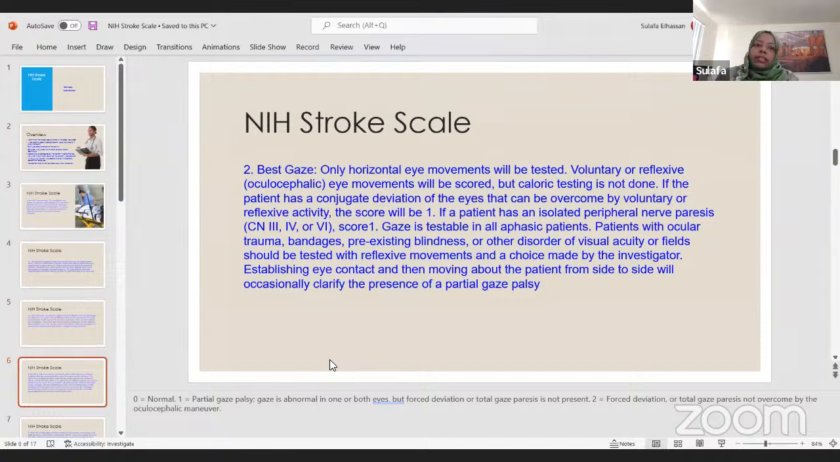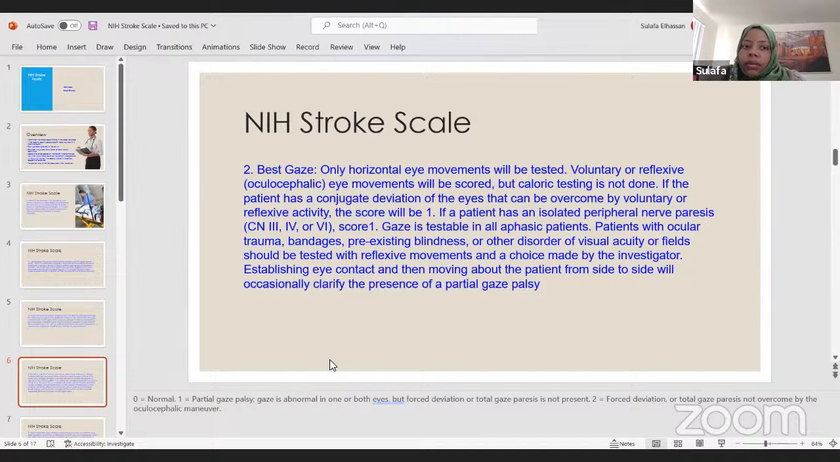Then we will come to the second part of the evaluation, which is the best gaze. Only the horizontal eye movement will be tested. Voluntary or reflexive, which is oculocephalic, eye movement will be scored, but we will not do caloric testing in this patient. If the patient has a conjugate deviation of the eyes that can be overcome by voluntary or reflexive activity, we'll give him a score of 1. If the patient has isolated peripheral nerve paralysis like cranial nerve 3, 4, or 6, we'll give him a score of 1. So gaze is testable in all aphasic patients.